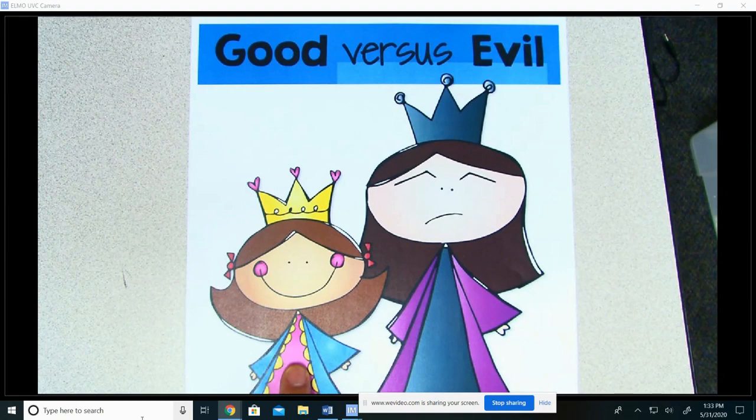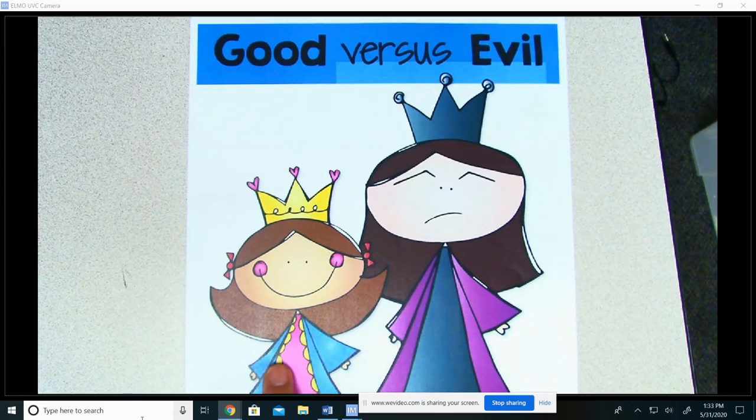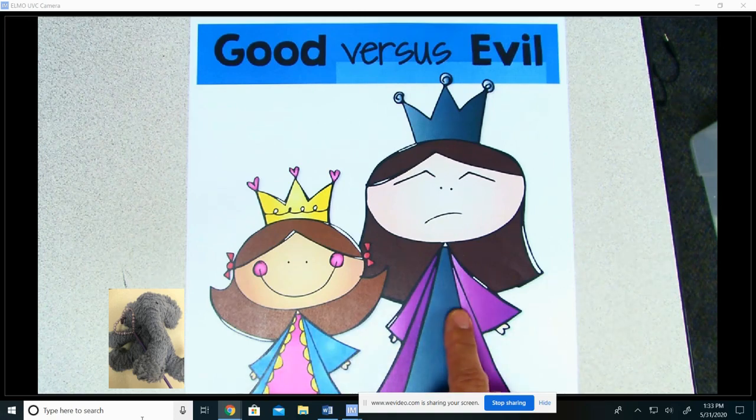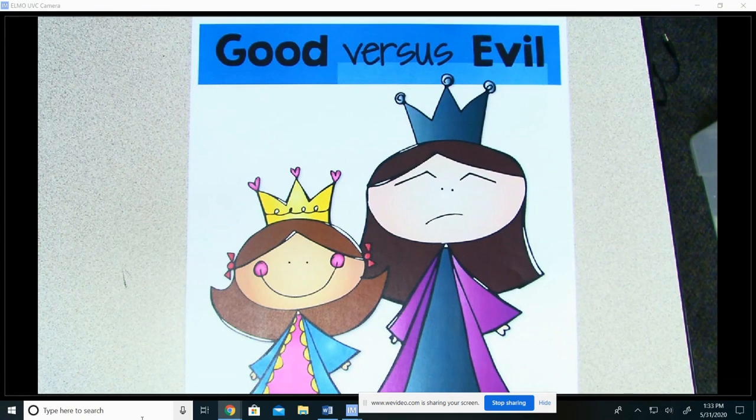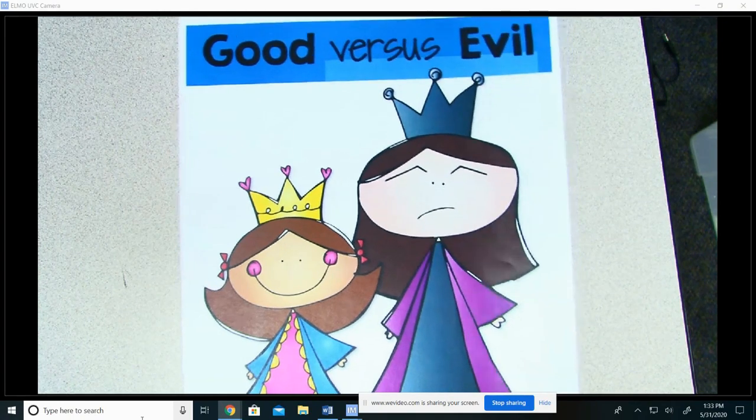Maybe she was able to have a magical wand and she was able to turn the evil queen into a frog. Or maybe she had the help of her friends and they were able to capture the evil queen and lock her up in a dungeon. So this is another way you might end your story. A good versus evil, and the good character overcomes the evil character.